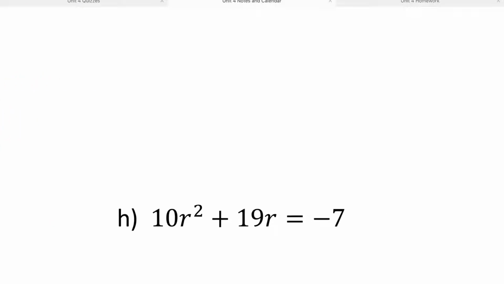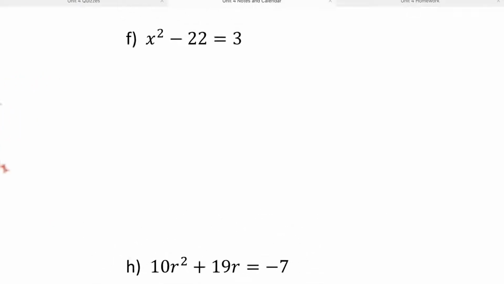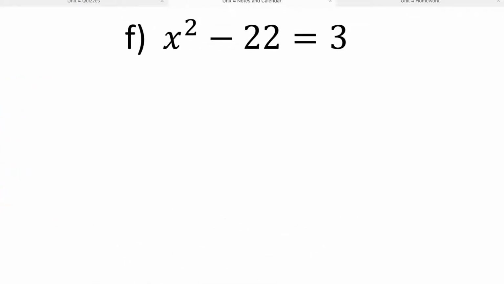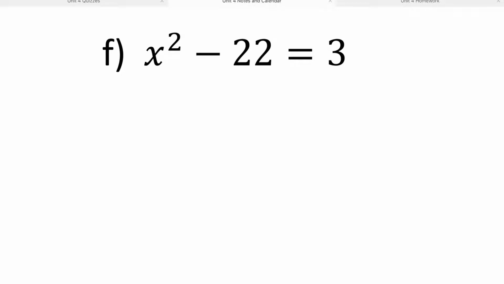Okay, so let's do another example. So please, if you are trying to do this by yourself and then checking, that would be fantastic. Okay, again, standard form. So we need to subtract the 3 from both sides. So we have one side is equal to 0. So x squared minus 25 equals 0.